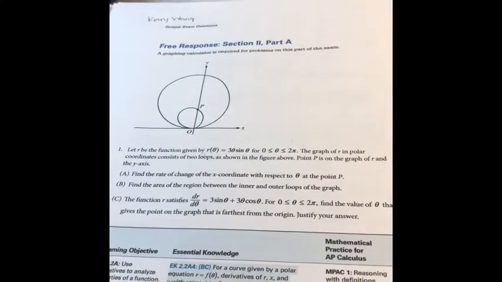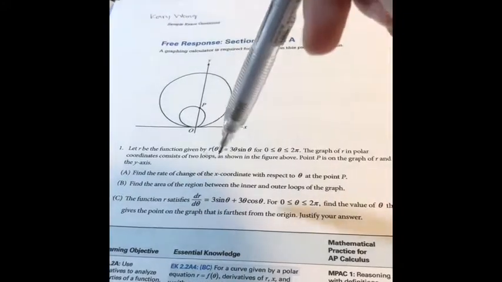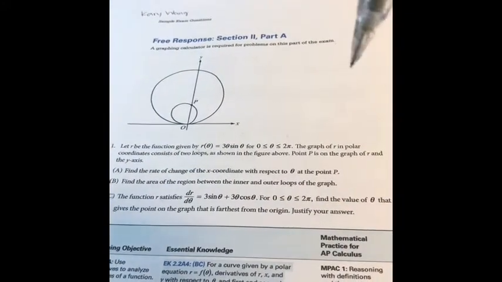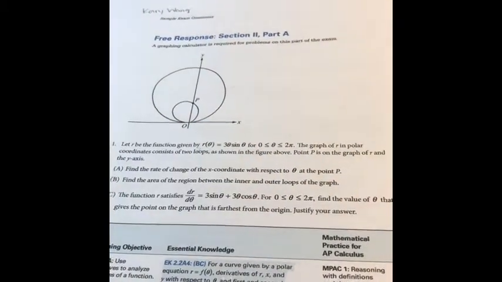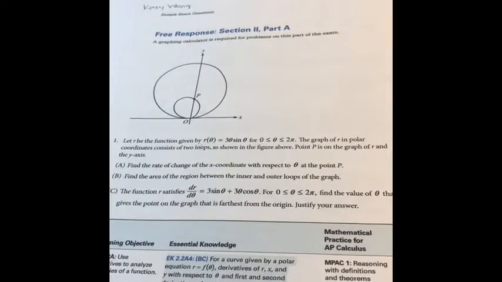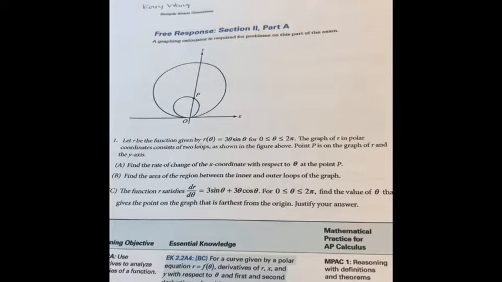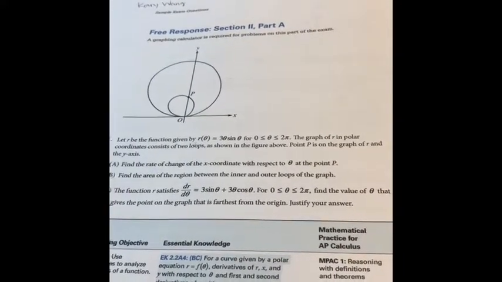So in this question, we are given the polar equation r of theta equals 3 theta times sine theta. And then we are given a graph here. And in question A, we want to find the rate of change of the x coordinate with respect to theta at point P. So it is basically dx over d theta at point P.